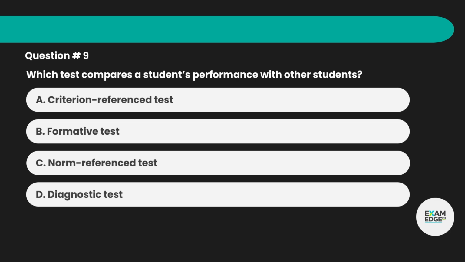Question number 9. Which test compares a student's performance with other students? A. Criterion reference test. B. Formative test. C. Norm reference test. D. Diagnostic test. Correct answer: C. Norm reference test.